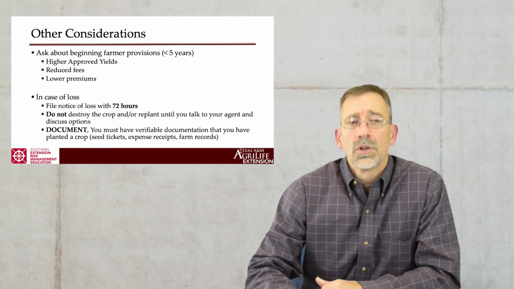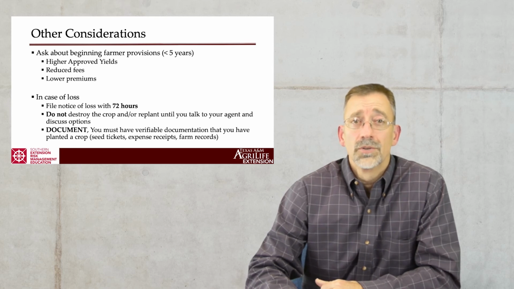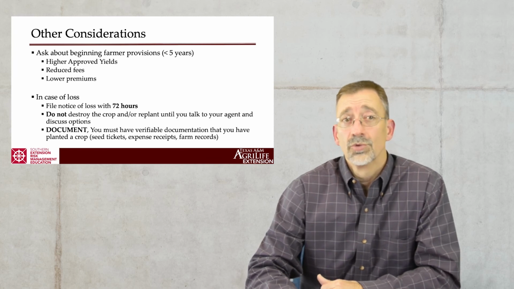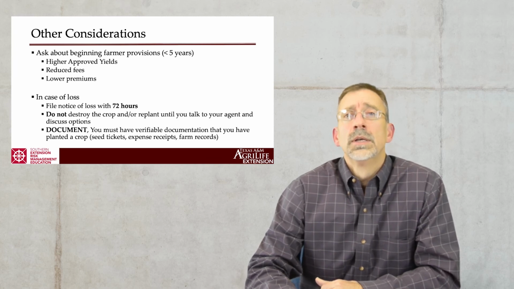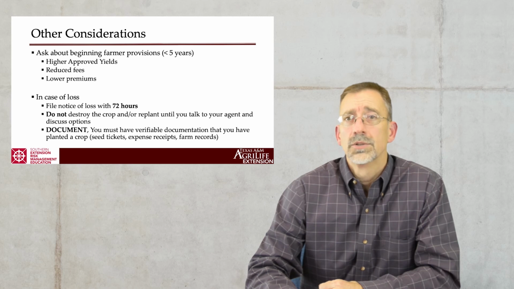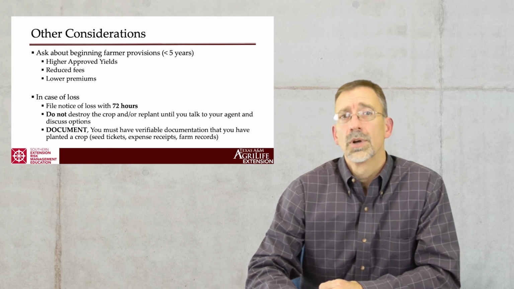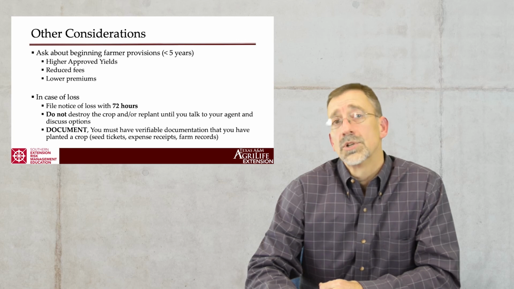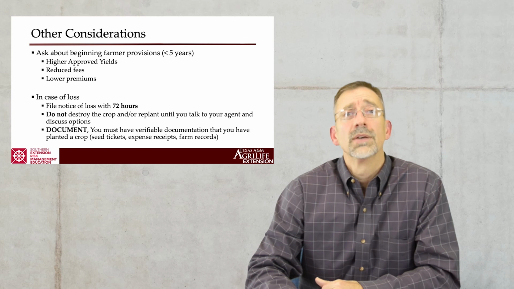And if you do have a loss, or if you don't have a loss, let's start with the bottom part there, you want to be sure and document everything so that you can verify what you've done and have proof that you indeed had a crop. Don't destroy that crop if you have a loss. Don't do anything with it. Don't start over and replant until you've talked to your agent about exactly what your options are. And there are time windows, 72 hours specifically, that you are required to file a notice from the time that you know you have a loss.